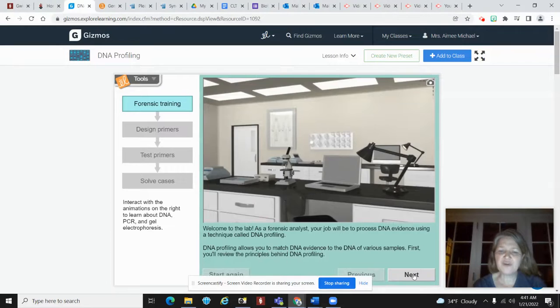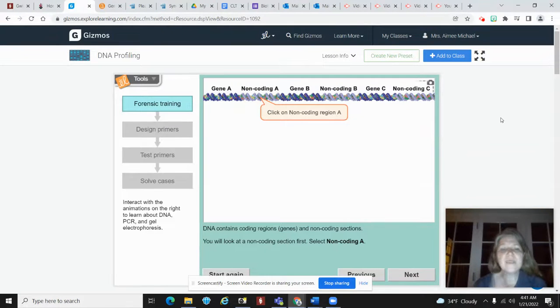And we're going to go to this little forensics lab. Here we're looking at a section of DNA. It's showing gene A, gene B, gene C, and then in between, you may notice it has a non-coding region. So 99% of our DNA is alike in one species. Really, DNA fingerprinting depends on the use of these non-coding regions of DNA.